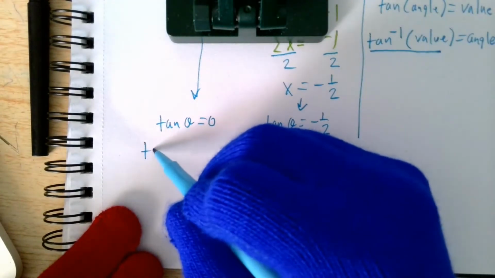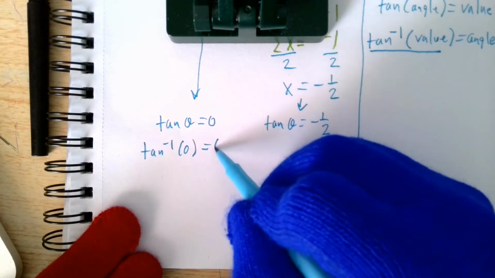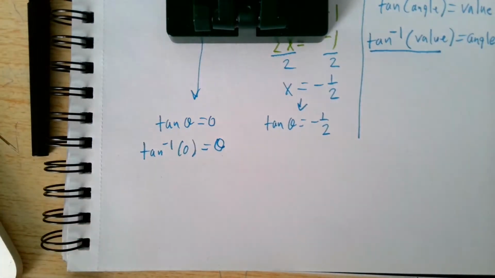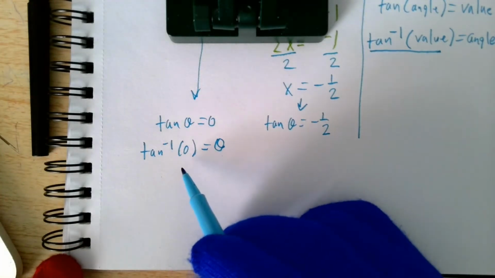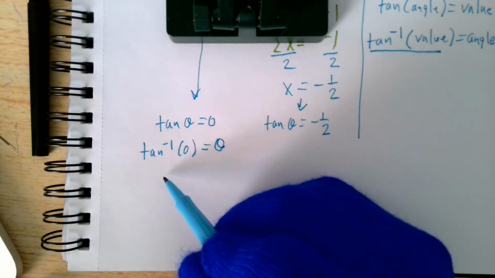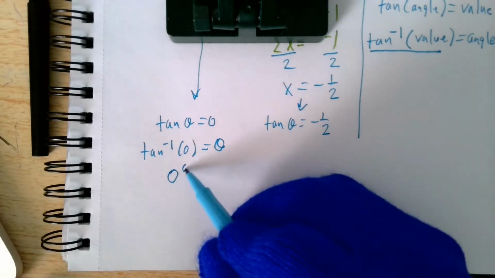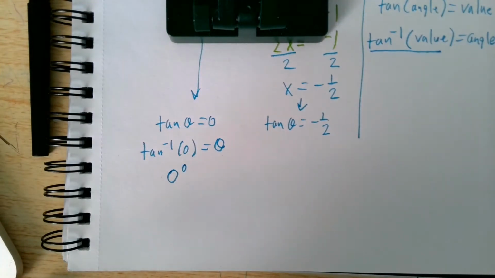I'm going to say tan⁻¹ of 0 is going to be equal to theta. You got me? Cool. Now, if I plug this into my calculator, very straightforward, it comes out to 0. So we have 0 degrees. Ooh, I got the answer. But I have to remind myself of one thing.